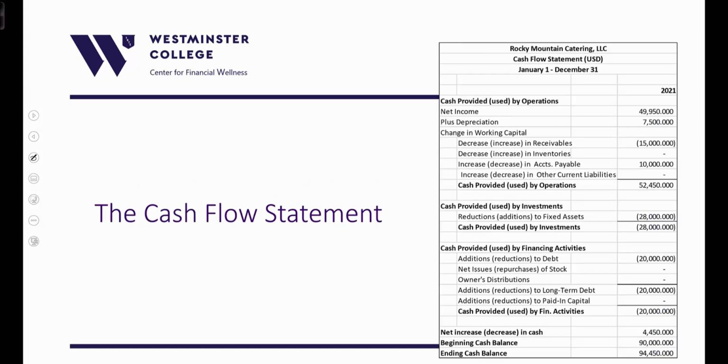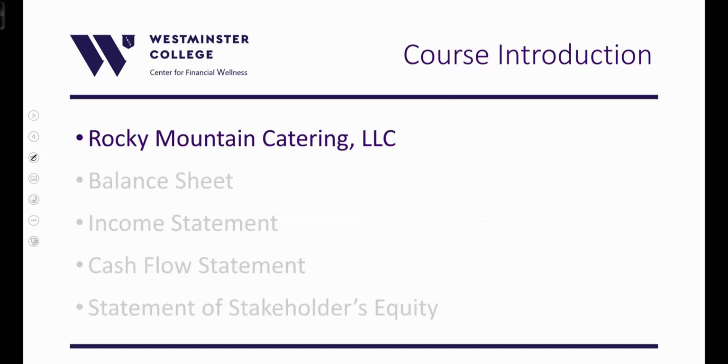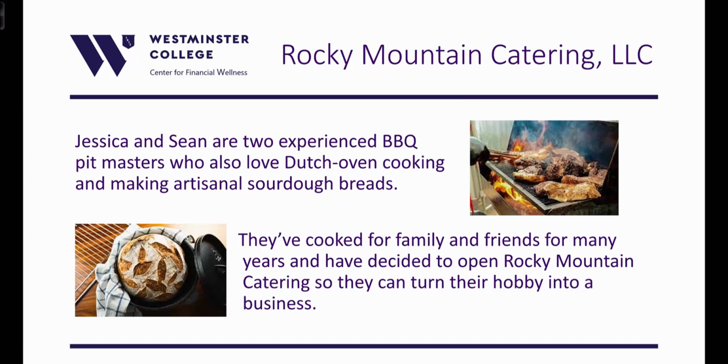Together, the balance sheet and the income statement create the cash flow statement. And we'll look at the different elements of the cash flow statement where we see that cash is either provided by operations, provided by investments, or provided by financing activities. And sometimes it's not provided by these, but it's used by them. And then finally, we'll take a look at the statement of stakeholders' equity, sometimes referred to as the statement of shareholder equity. So first, let's take a look at Rocky Mountain Catering.